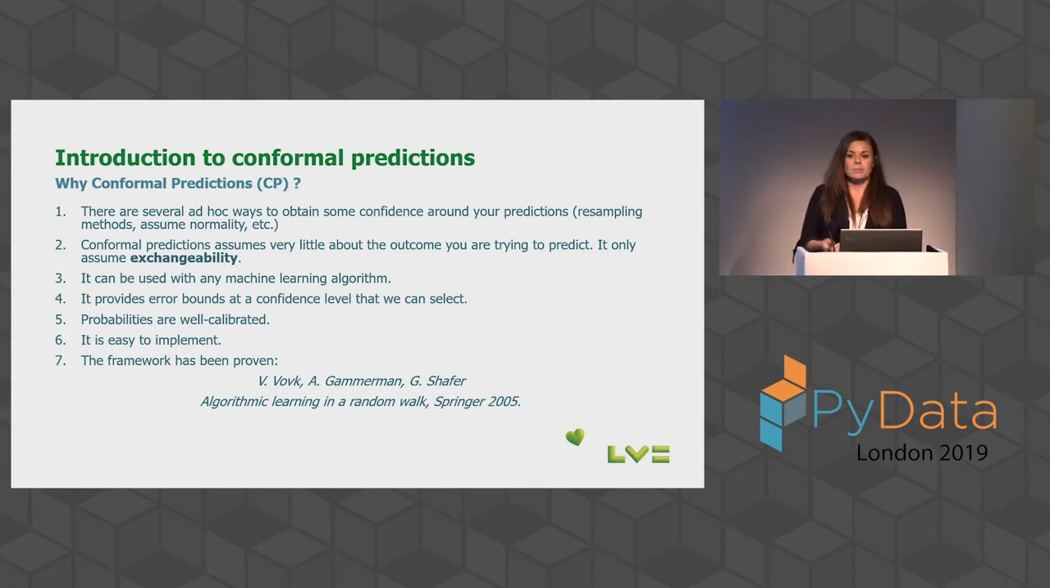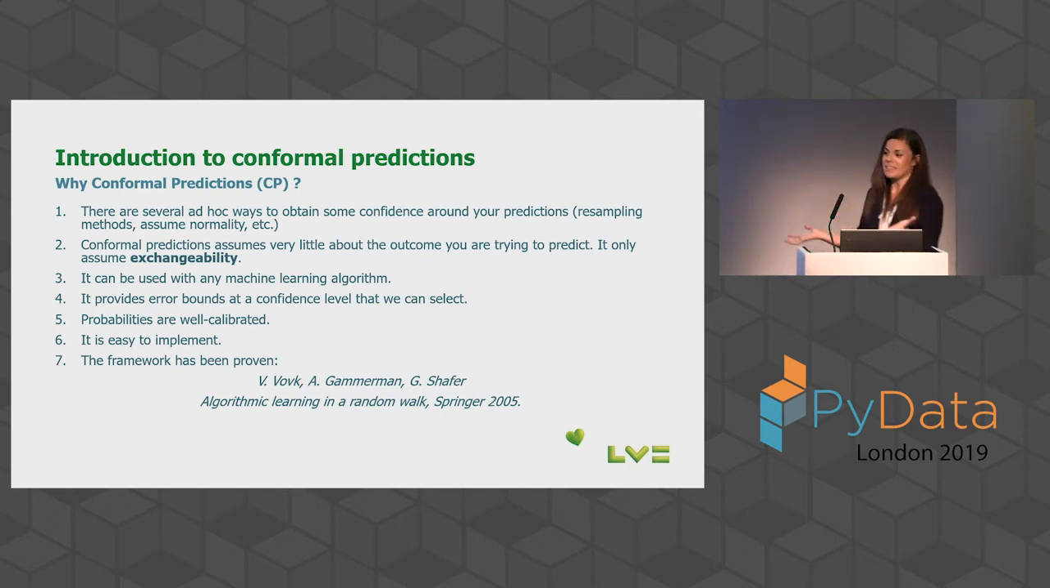But what happens with these methods? They all have something in common: you have to make an assumption either about the algorithm or about the data. However, if you use conformal prediction, you basically have to assume nothing or very little. Just this strange word that I cannot pronounce in English, but it means that the order of your input doesn't matter.